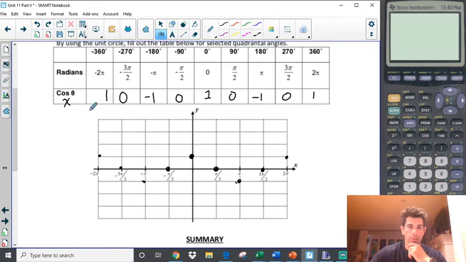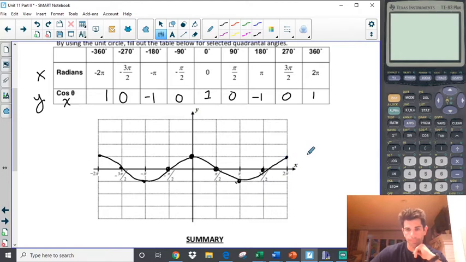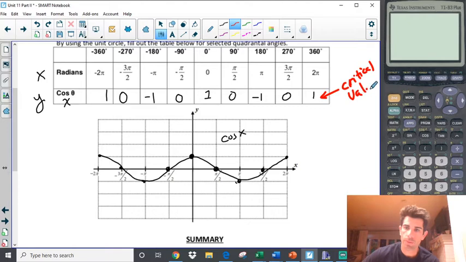Okay, again, so we're graphing these points. This is my x points, and these were my y points. Now, if I connect it, now I'm going to look like this. And this is your cosine function. Anybody recall, what do we call these guys? Those are critical values.